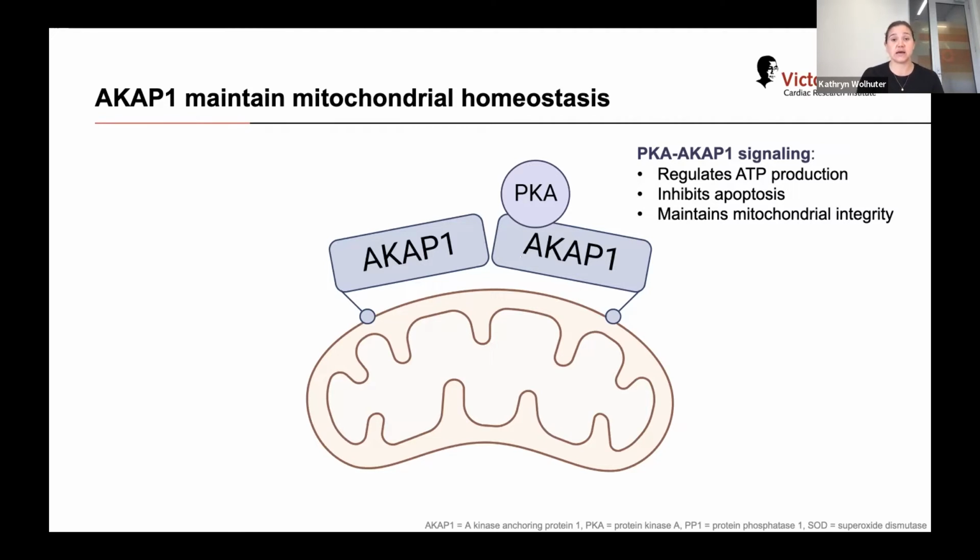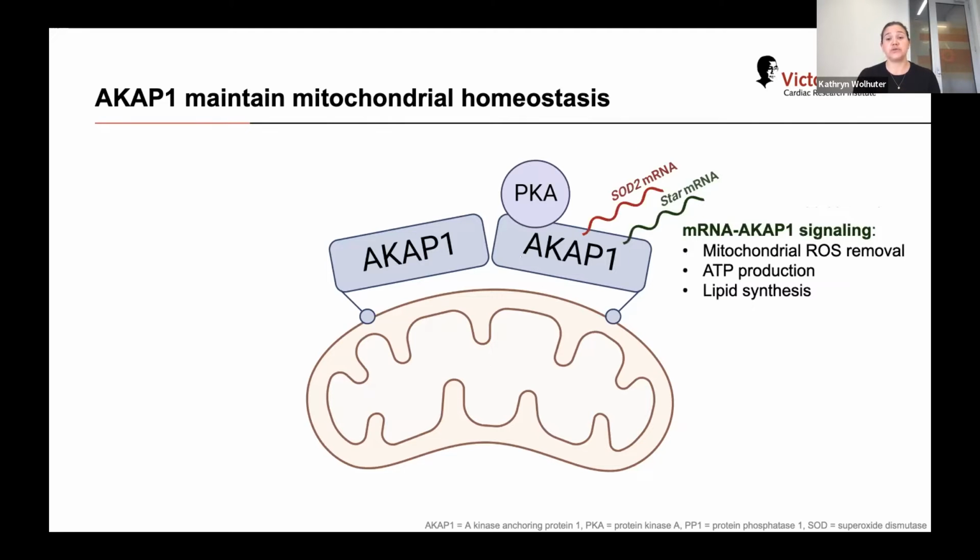But ACAP1 has other functions. It's also known to bind to multiple different mRNAs, which influences their expression inside the mitochondria. And this includes SOD2, which encodes superoxide dismutase, the mitochondrial version of this. This is involved in the regulation or removal of mitochondrial reactive oxygen species. But it also is known to regulate mRNAs that control ATP production and also lipid synthesis.